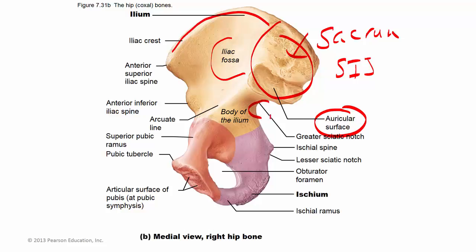You can see the greater notch and the lesser notch and the ischial spine here. You can see the obturator foramen, but from this view you can't see the acetabulum, so it's going to be on the other side. So you're looking at a medial view of this hip bone.